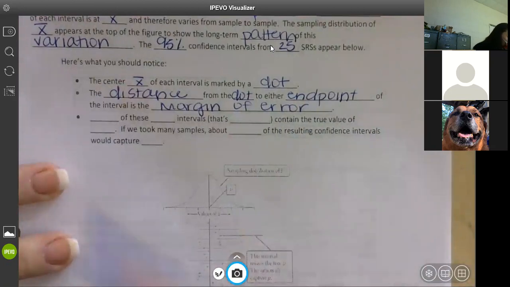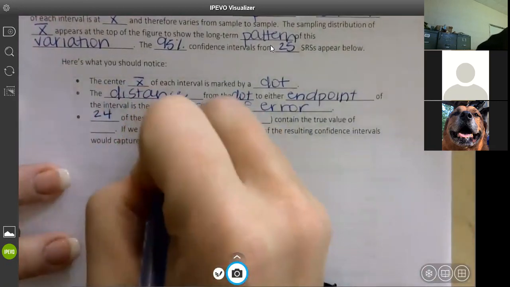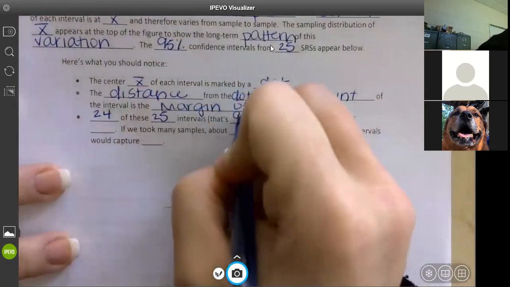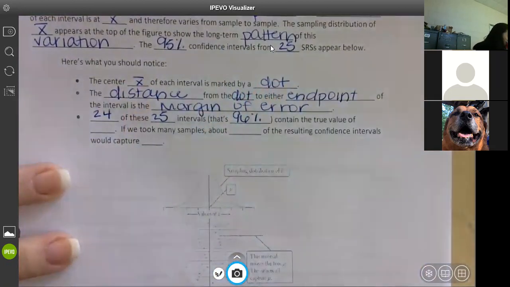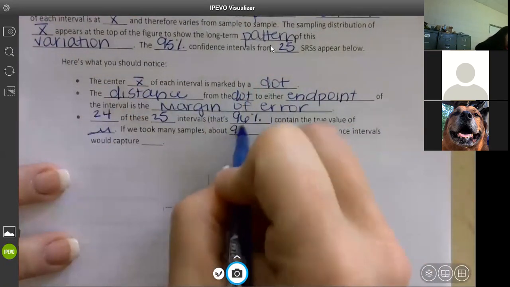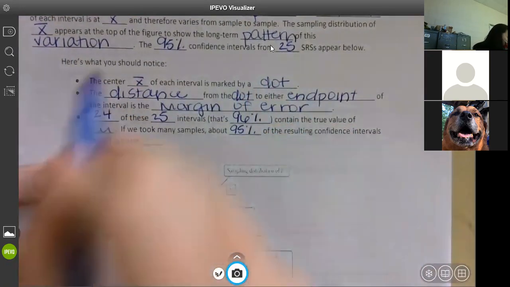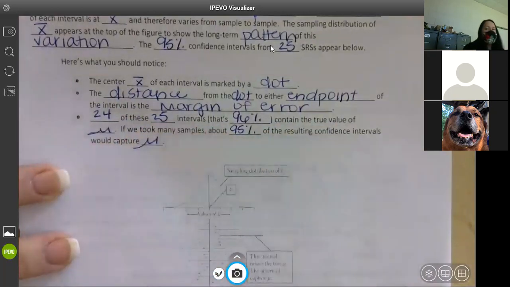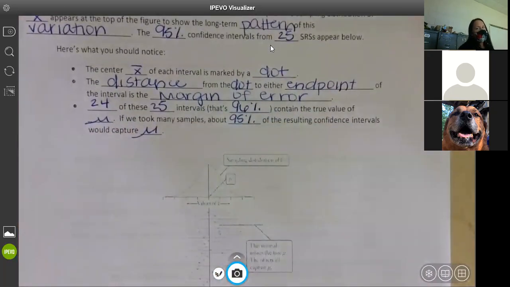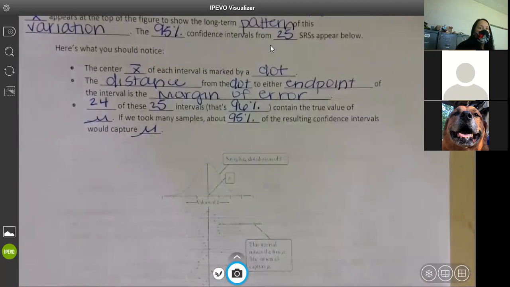If you look at them, and you could really see them on your notes, you can look in your book and see it. 24 of these 25 intervals, which is 96%, contain the true value of mu. If we took many samples, about 95% of the resulting confidence intervals would capture mu. So this one just has 96% because we only took 25. The more we take, the closer to 95 it's going to be. All right, so those are confidence intervals.